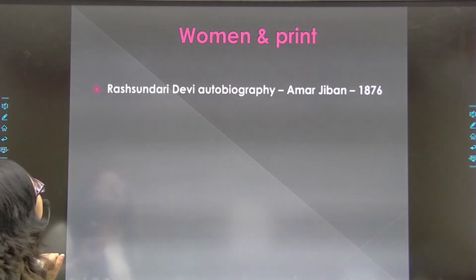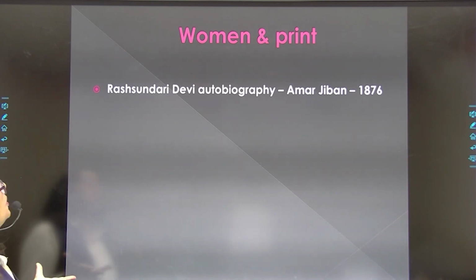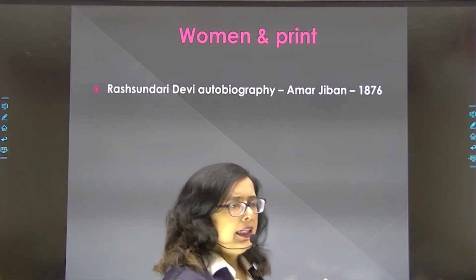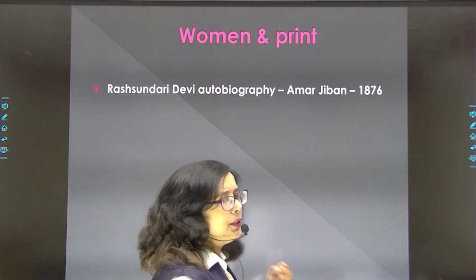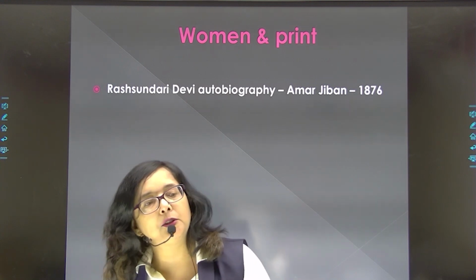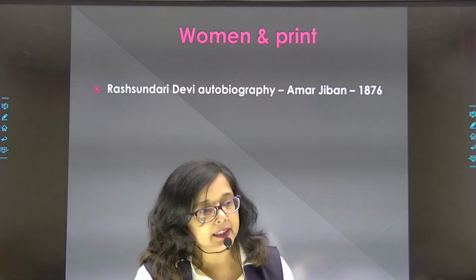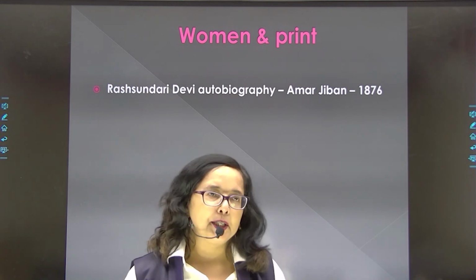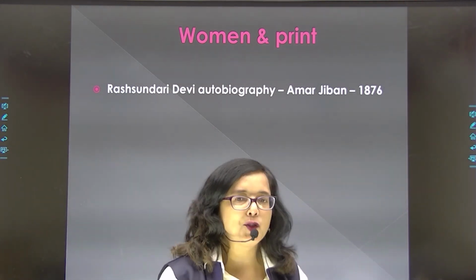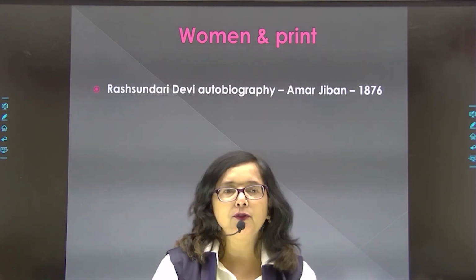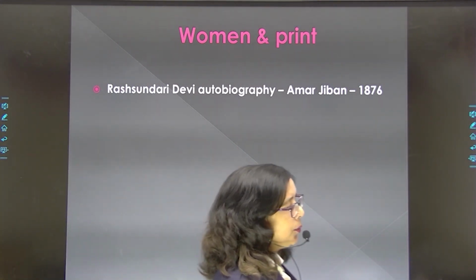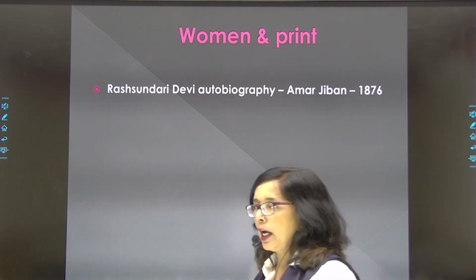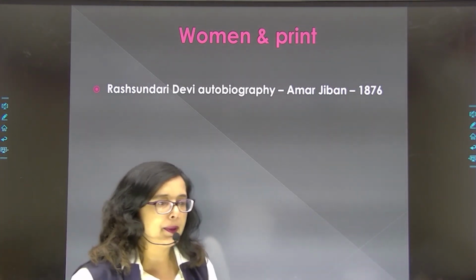Okay, now we come to another section, that is women and print. What was the role of women in the development of print technology in India? So here, there were some women who emerged as writers. First they were readers, then they emerged as writers, and they wrote a lot of material regarding social reforms in India, especially related to the position of women in India. Okay, so here you see Rassundari Devi, she was from West Bengal, who wrote her autobiography, that is Amar Jivan. This means my life.